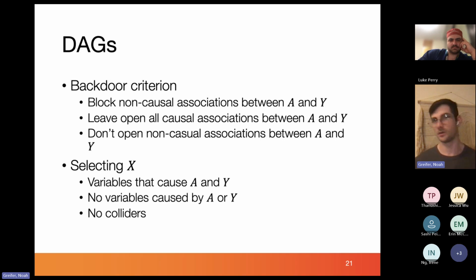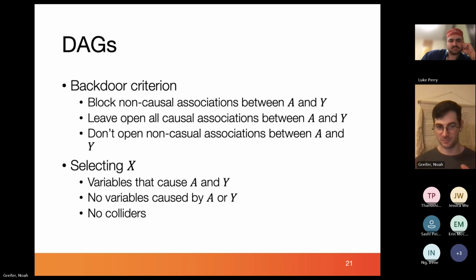Given our understanding of DAGs, there's advice that has emerged about how to select X, how to know what variables we need to adjust for in order to make a causal inference. We need to adjust for variables that cause the treatment, A, and the outcome, Y. We need to ensure no variables that are caused by the treatment or the outcome are part of X, and no variables that are colliders are part of X.